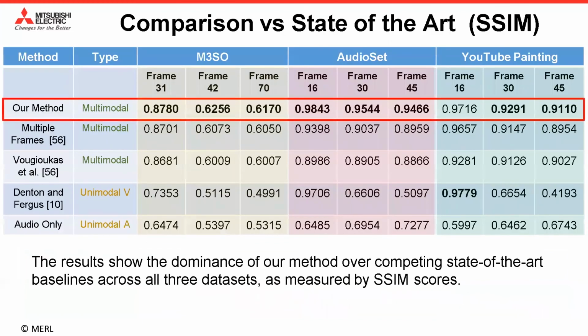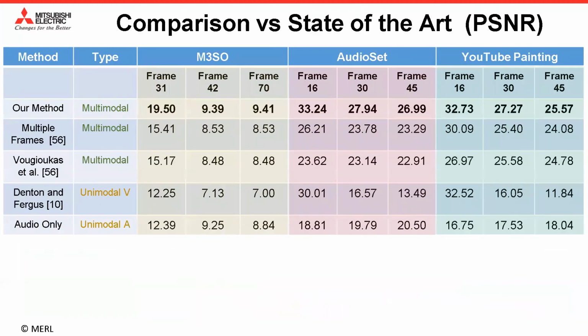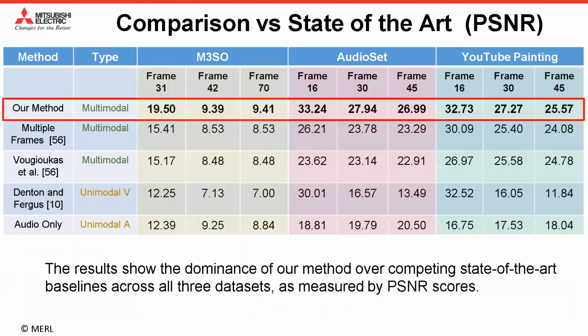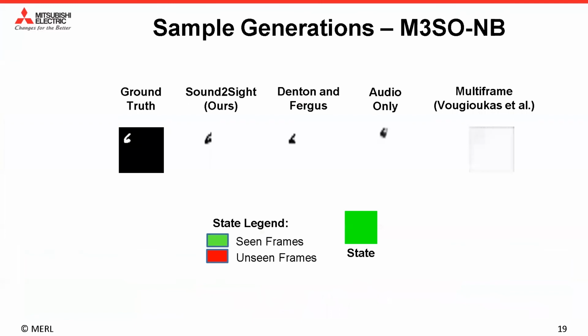Experimental results show the superiority of our method over competing baselines as measured by SSIM, as well as by PSNR. Next, we show some sample generations by our method versus competing baselines on all datasets.